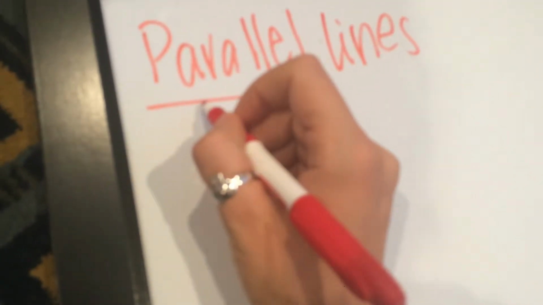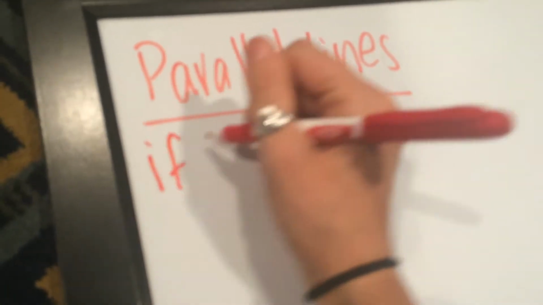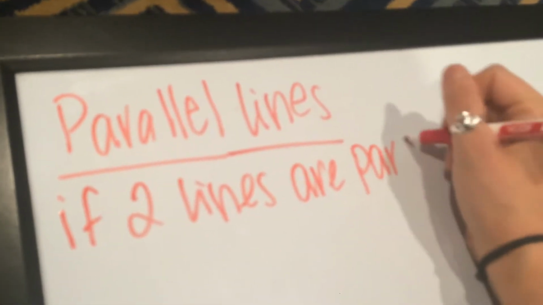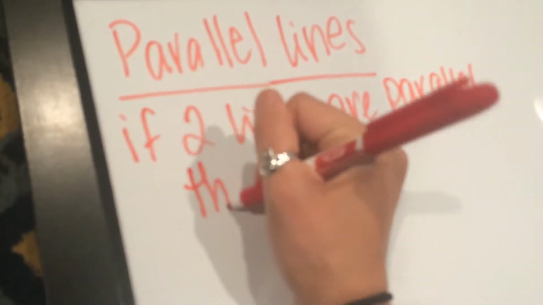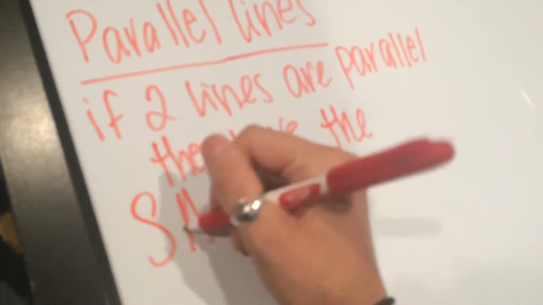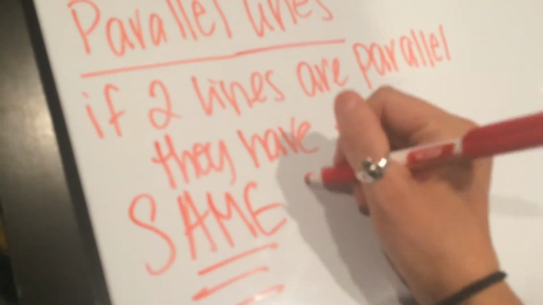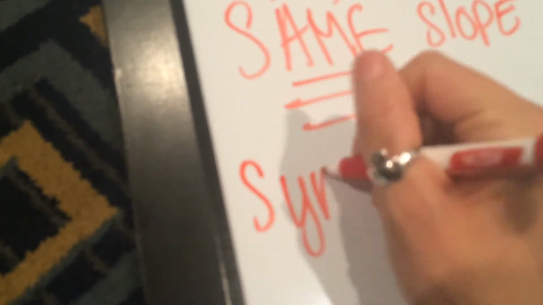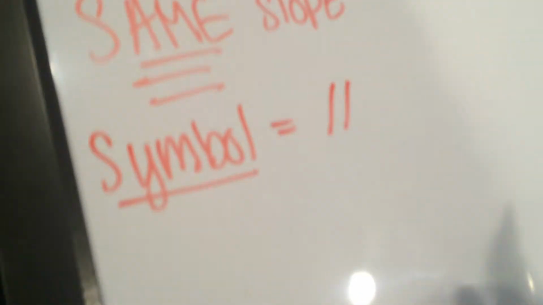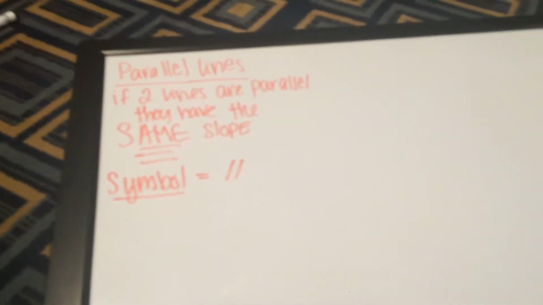So, first part, parallel slopes. If two lines are parallel, they have the same slope. Now the symbol for parallel is just this. It's two lines. I do them on a slant so it doesn't look like an 11.